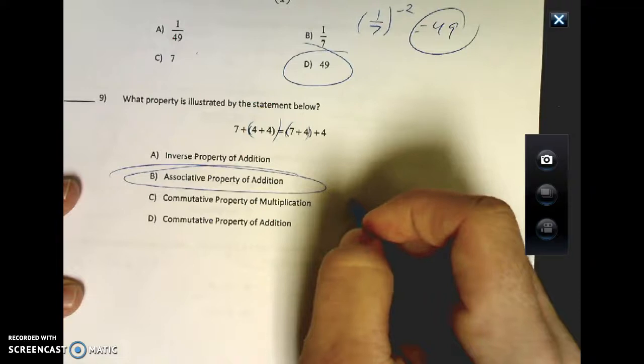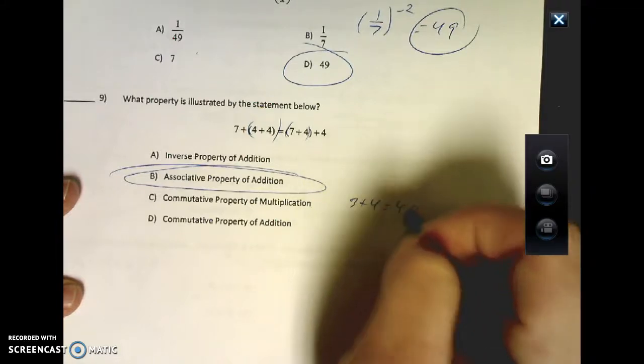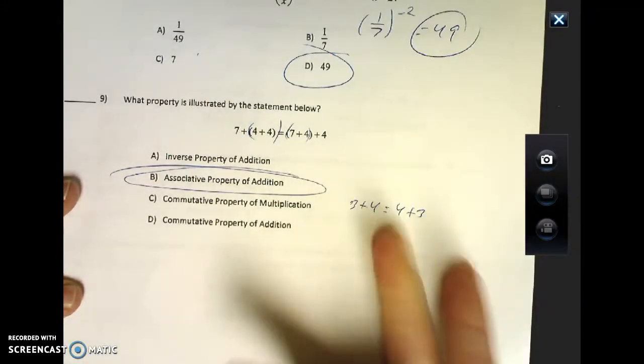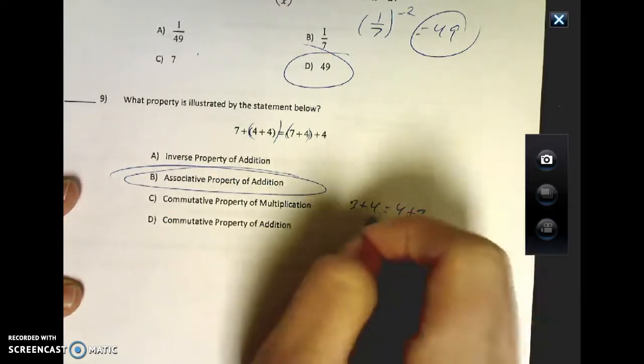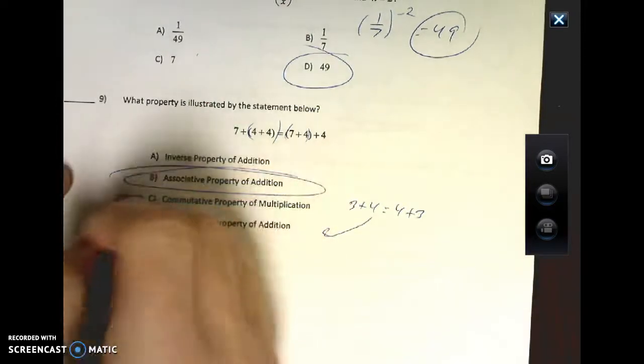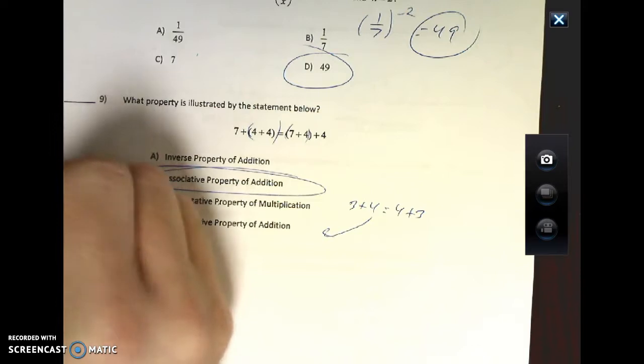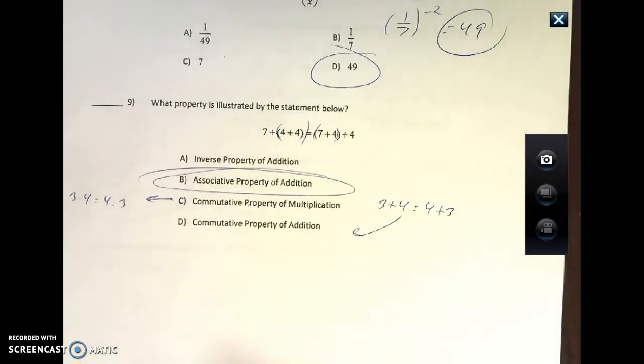Commutative is when you do something like this. 3 plus 4 equals 4 plus 3. Commutative is when you switch. Okay? And this one would be addition. Commutative property of multiplication would be 3 times 4 equals 4 times 3. You can move around the multiplication. The only thing that changes is the multiplication or addition.